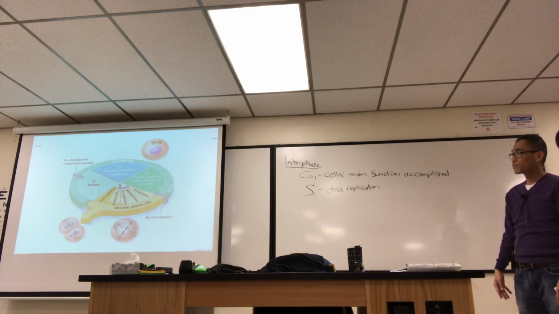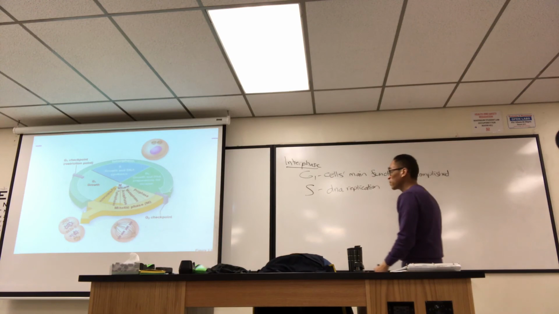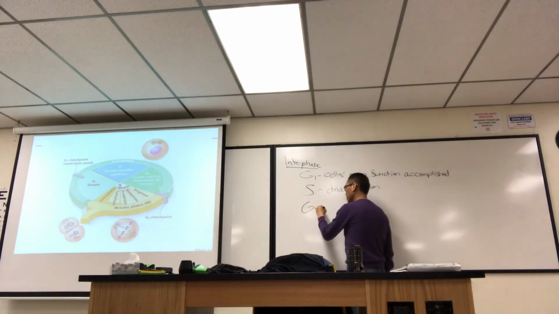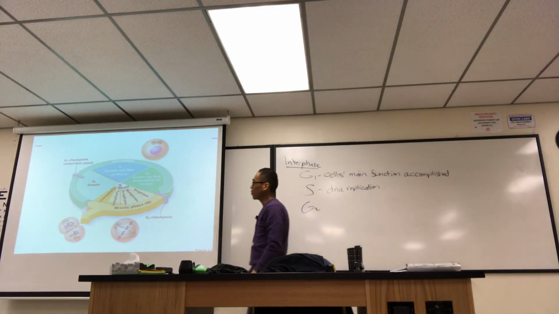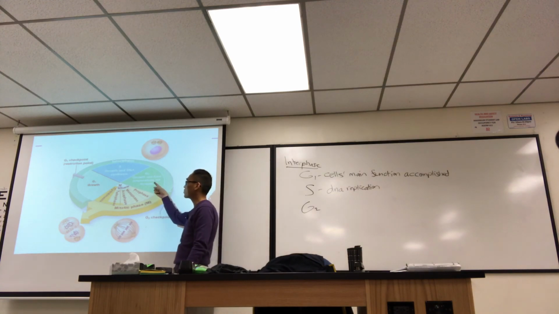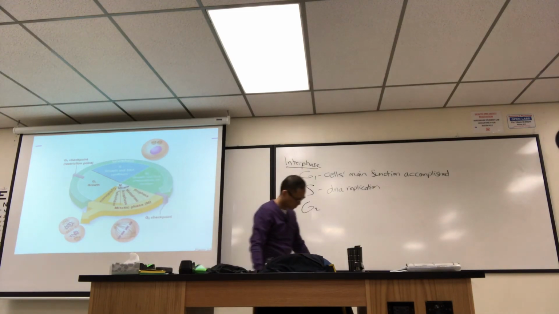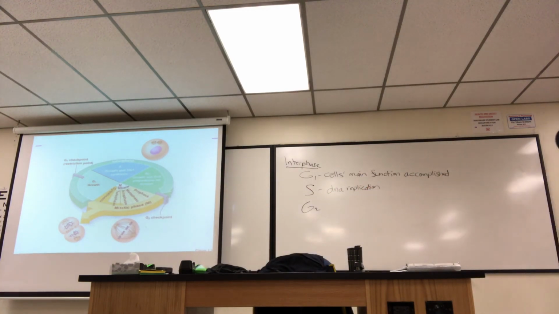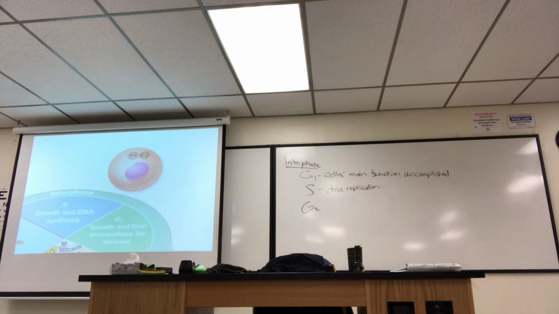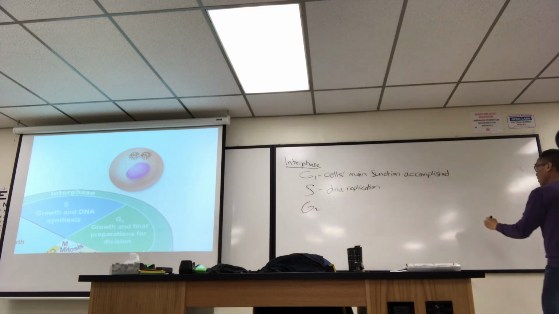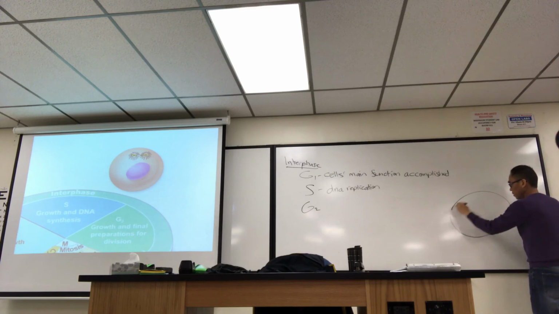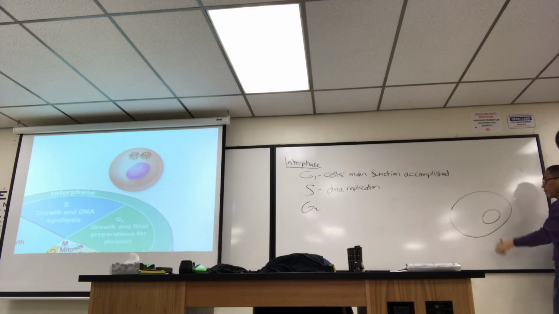Okay. The other thing, G2, making your final preparations here. Let me read what it says on the slide. It says growth and final preparations for division. Very, very generic. Basically, you have to double everything. Let's look at this top cell here. The nucleus is purple there.